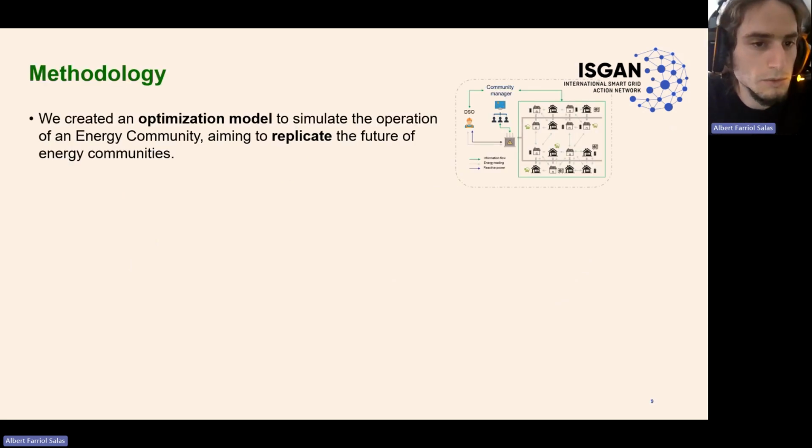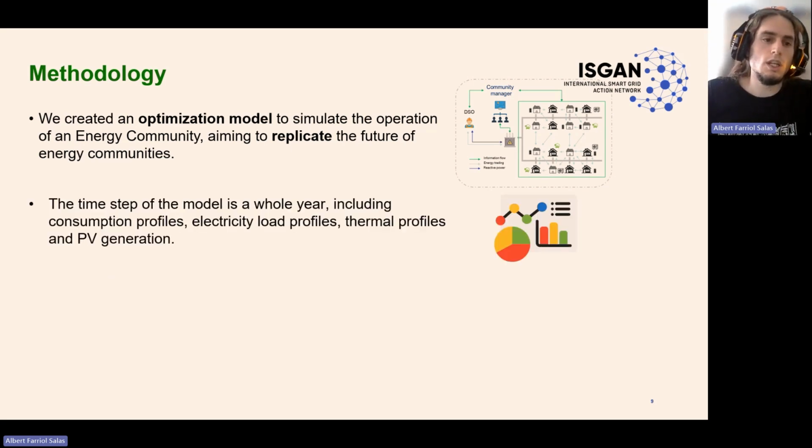First, we created an optimization model to simulate the operation of an energy community. This is with the aim of replicating the future of the energy communities that we will have. So we used a time step of a whole year. This is the same as saying that we compiled a model to describe an energy community over a whole year. And this includes the consumption profiles, the electric load profiles, some thermal profiles, and some photovoltaic generation.